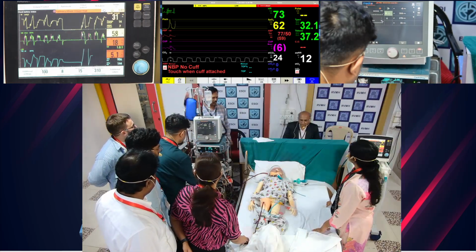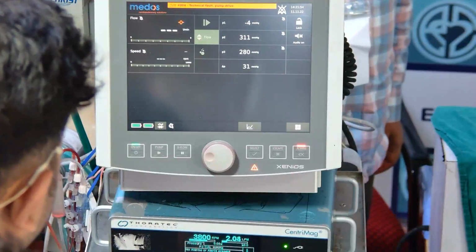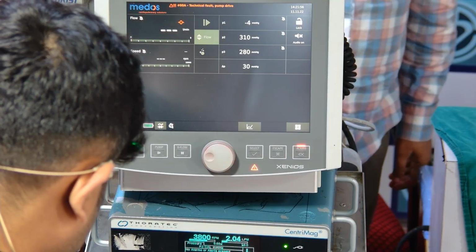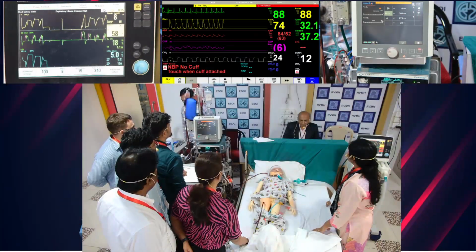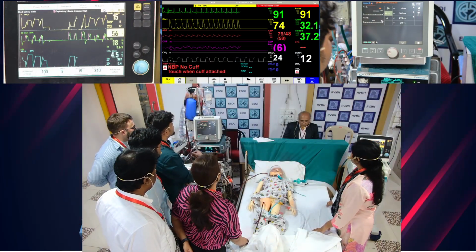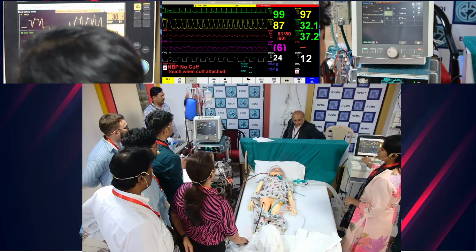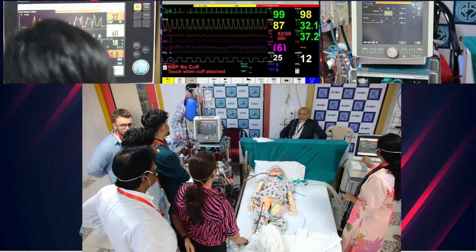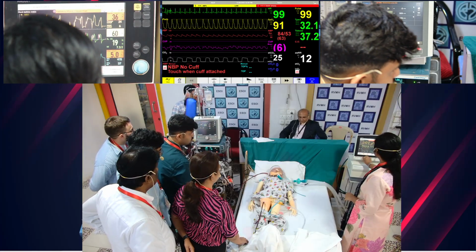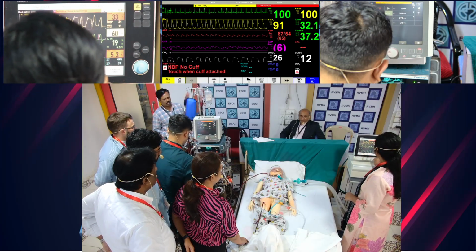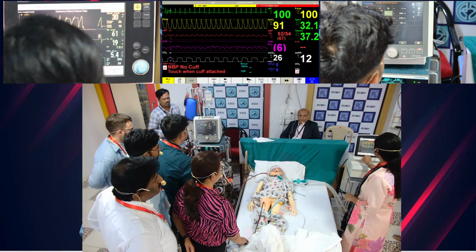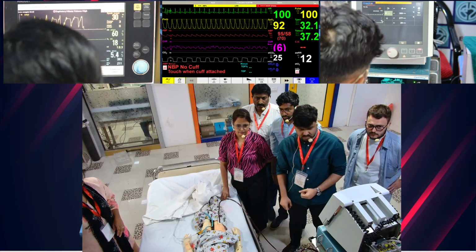Delta pressures are better now. The saturation is picking up. All the pressures have almost come to the previous normal values. Heart rate and saturation are picking up. Heart rate has settled, saturation is improving. BP is also picking up. So everything is fine now? We can reset the ventilator settings. Getting better, sir. Okay. Fine.